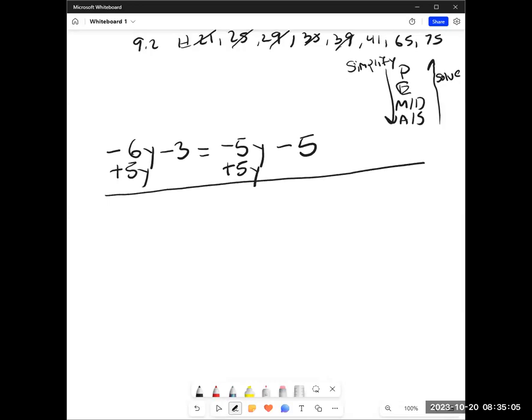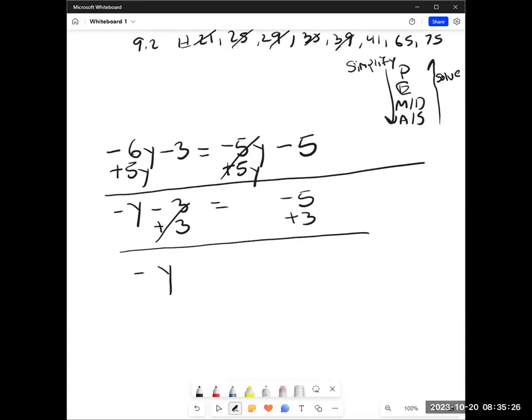Put it over to the other side. Negative 6 plus 5 is a negative 1y. Bring down the negative 3. It's going to be equal to negative 5. I get rid of the subtraction with addition, so I'm going to add 3 to both sides.